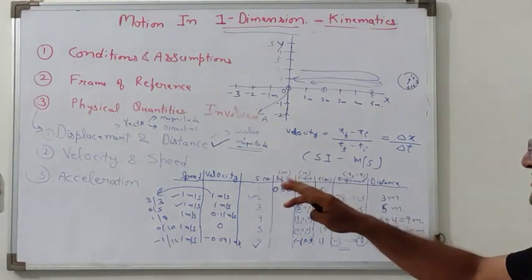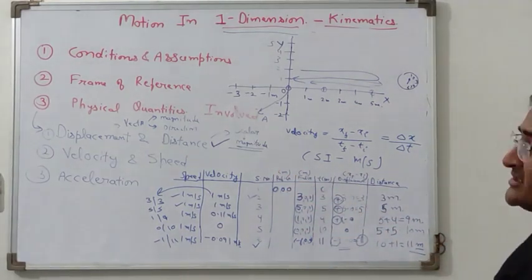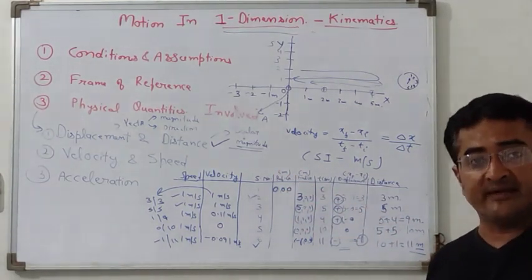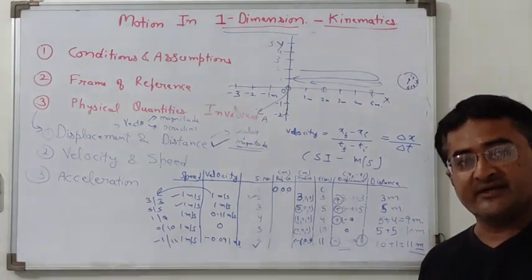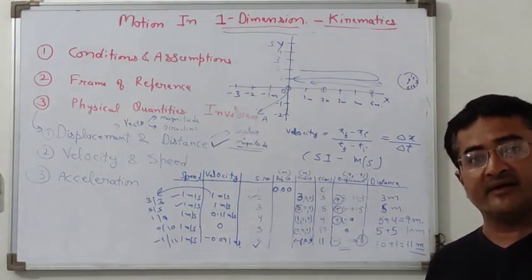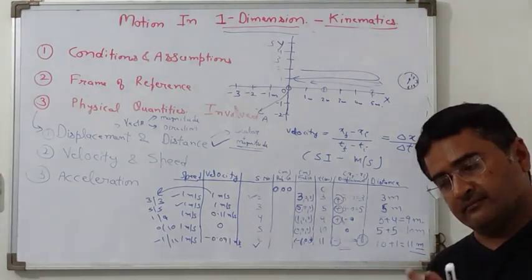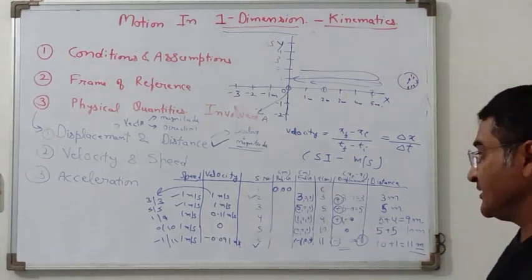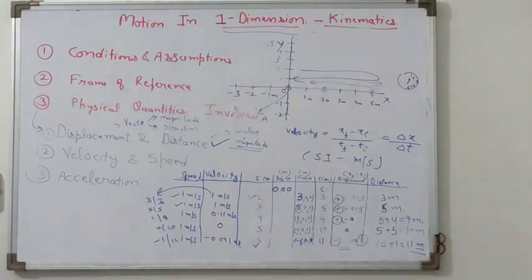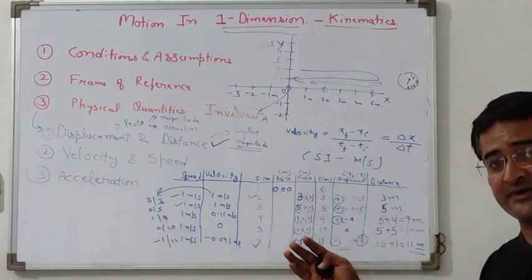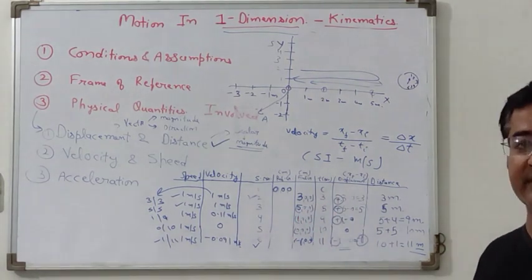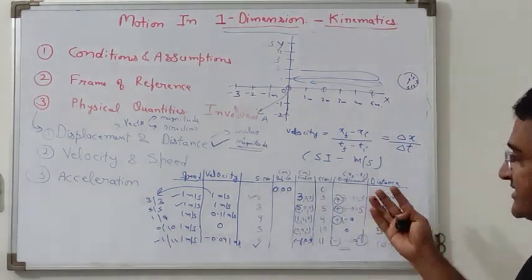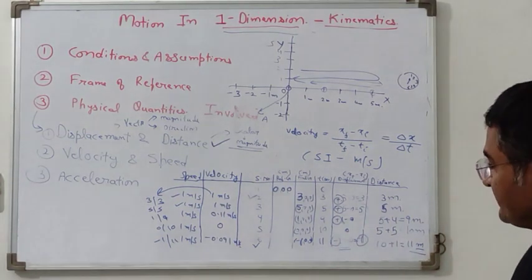So coming to speed, distance is the total path traveled, and speed is the distance per unit time. We can say total path length traveled divided by the time taken, and finally distance divided by time. Looking at the table again, we can find the speed, and speed is a scalar quantity which is defined by its magnitude only, and the SI unit is again meter per second.